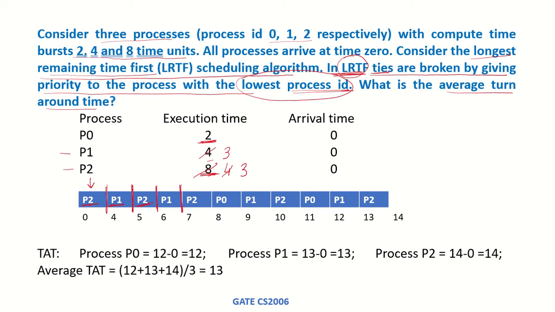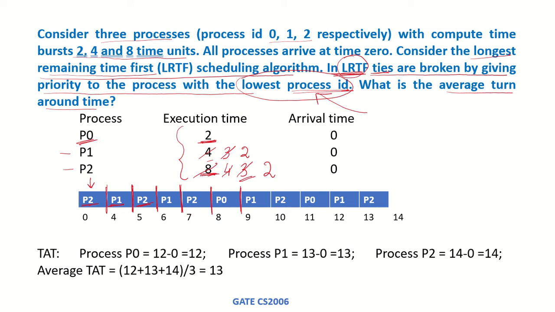So it will run for 1 more time unit, and now its remaining execution time becomes 2. And at this point, the longest remaining time is for process P2. So P2 will run for 1 more time unit, and again its remaining time becomes 2. At this point in time, there are 3 processes having the same remaining time, 2, 2 and 2. And we have to give priority to the lowest process ID, that means P0 will run.